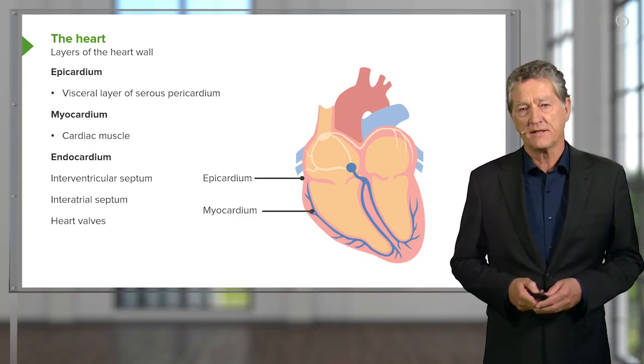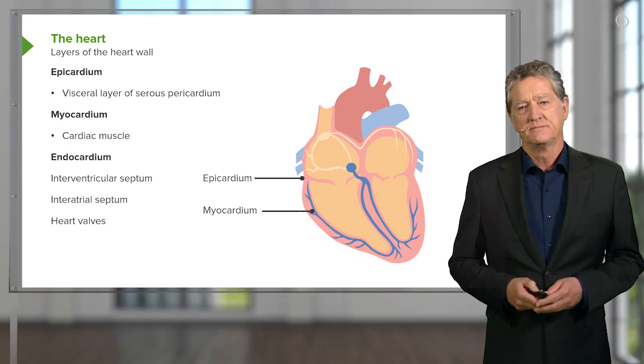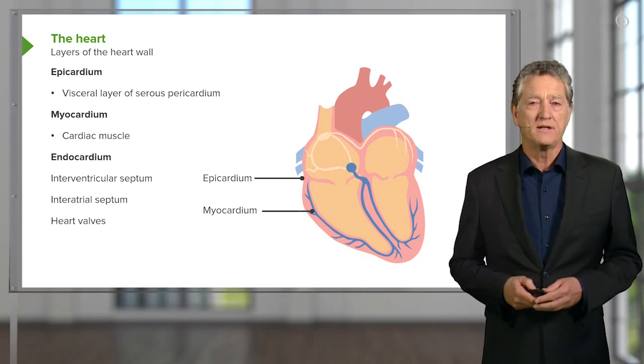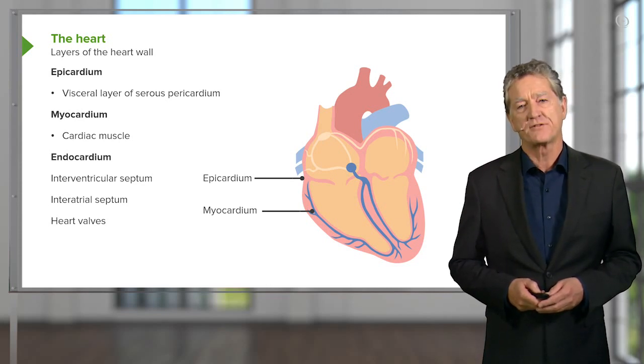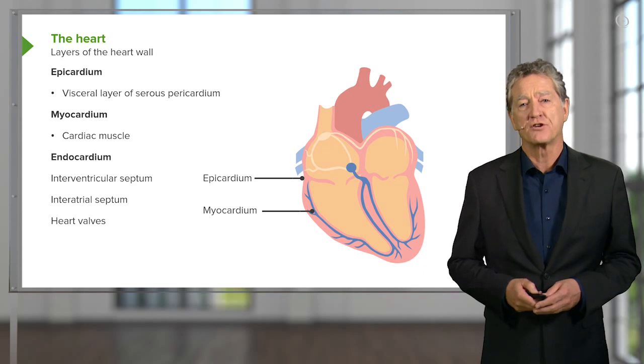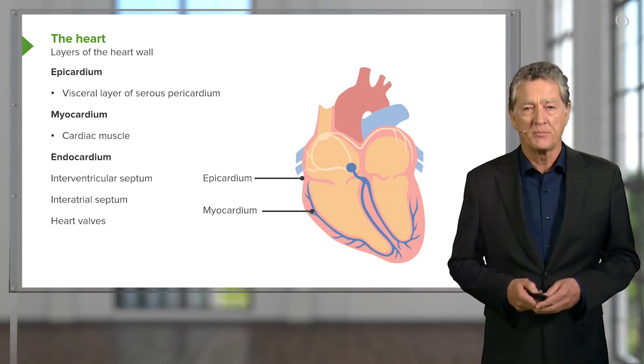The thickest layer is the myocardium. The myocardium is really full of cardiac muscle. That's the work part of the heart wall. That's the part of the heart wall that does the contracting or the pumping, the myocardium.